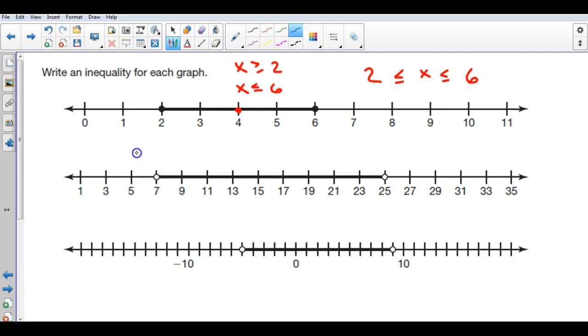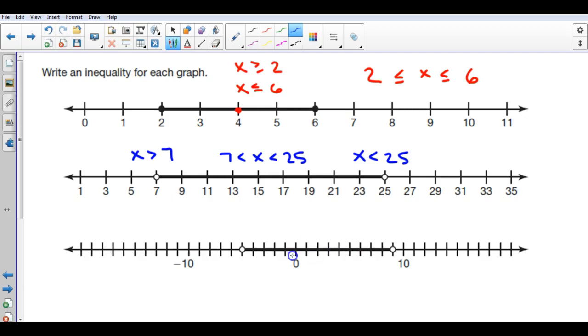In the next problem, I know that x is greater than 7. It's not including 7. It's greater than 7. And x is also less than 25. So when I write this in compact form, I'm going to say 7 is less than x is less than 25. So this part in the middle would be your compact form answer. And then I get the last one.